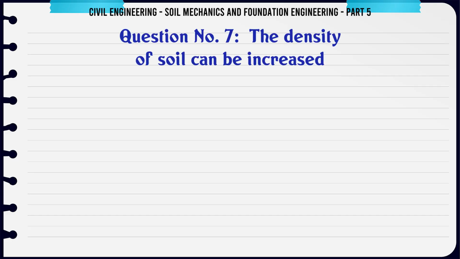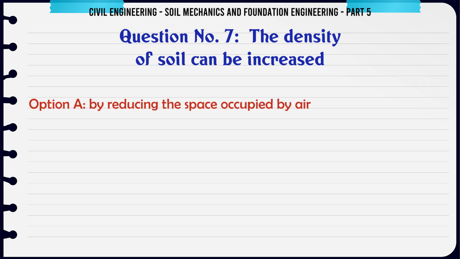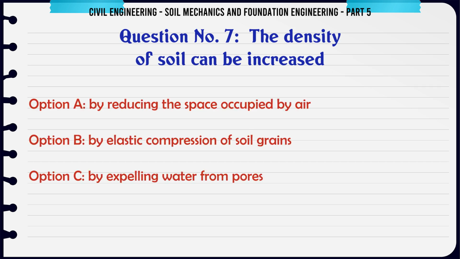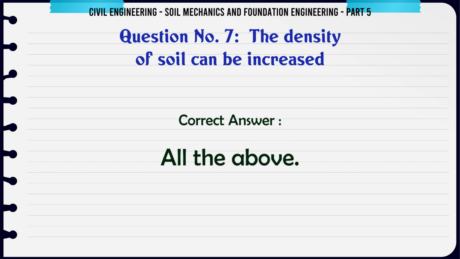The density of soil can be increased: A. By reducing the space occupied by air. B. By elastic compression of soil grains. C. By expelling water from pores. D. All the above. The correct answer is all the above.